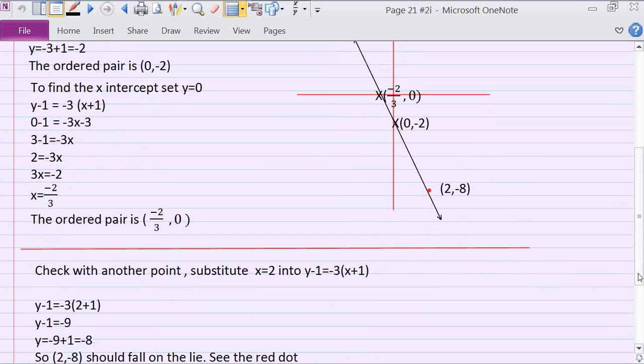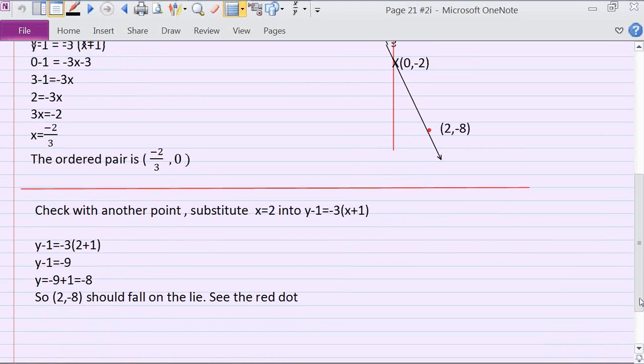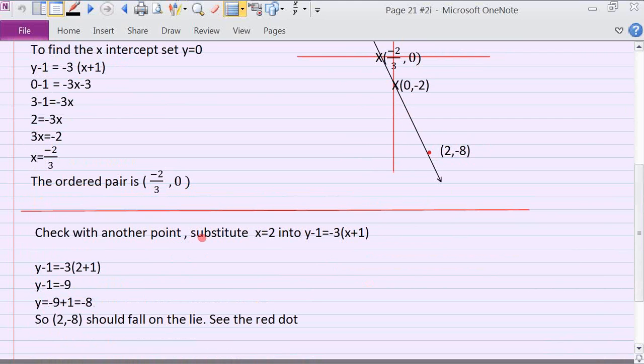I'm going to check that the result is reasonable. So I'm going to substitute with another point. I'm just going to choose x equal to 2, plug it into this equation and find out what y is, and then plot that point on the graph and make sure it lies on this line here.